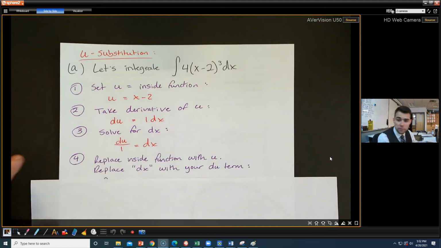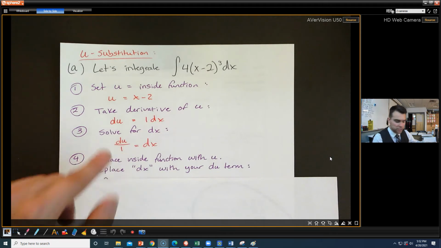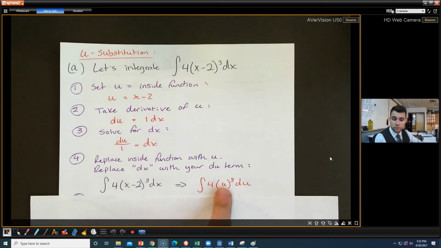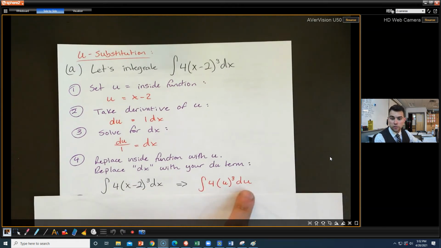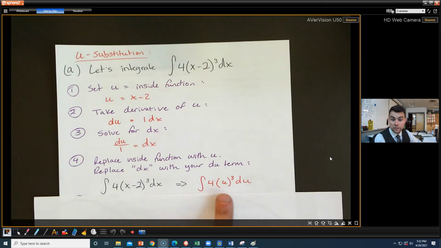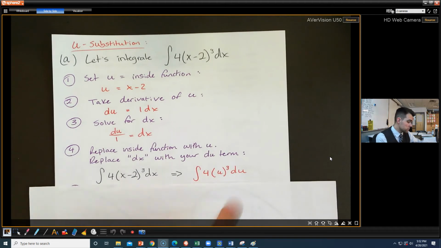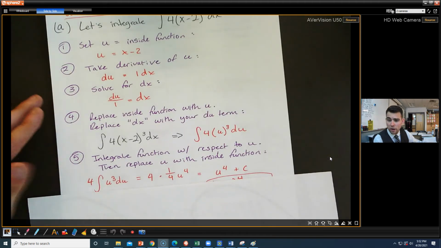Now, what I'm going to do, this is probably the most extensive part. We're going to replace the inside function with u, officially. And then we're going to replace dx with our du term, which is this guy. This du over 1 is our du term. So, taking a look at that, I take this curve, and now x minus 2 is really u. And dx is now du over 1, and really that doesn't change what we got. So we're now going to be taking the integral of something a lot easier, which is just 4u to the third power. And we know how to do that because we know the power rule.